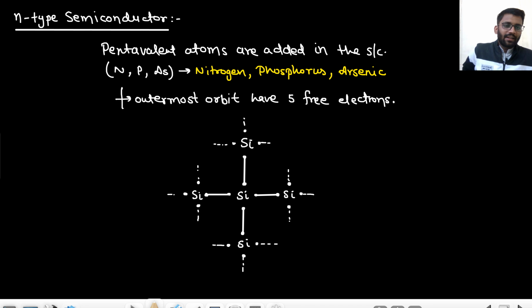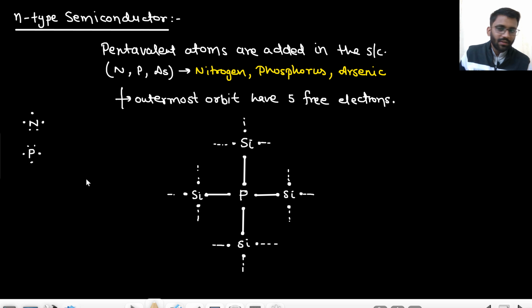Now what about n-type semiconductor? Here what we will do, we will introduce pentavalent atoms, because what is nitrogen? Nitrogen is having 5 electrons in outermost orbit. Nitrogen having 5. Same with the phosphorus. Phosphorus is also having 5 electrons in the outermost orbit. So it can deliver an electron. Let's just assume I put the phosphorus here. So what will it do? It will deliver an electron.